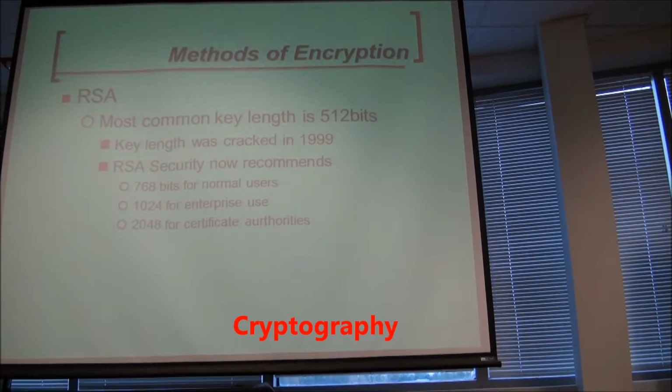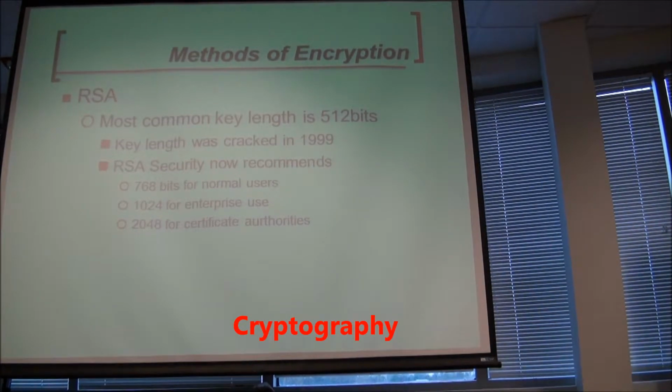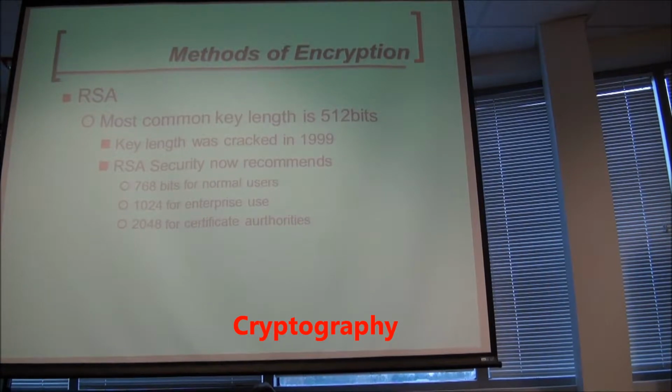So, write these down. Your keyword here for understanding this is factorization. That's how you break into RSA security. You've got to factor prime numbers. This is based off of the difficulty of factoring large prime numbers, and that's how you break into RSA's algorithm. The difficulty of factoring large prime numbers.